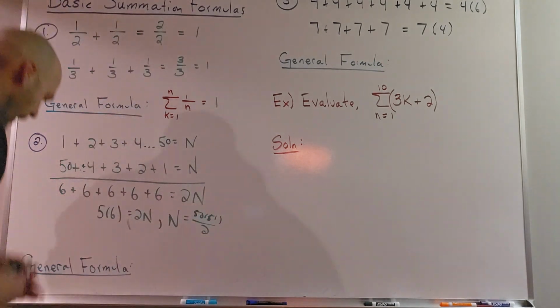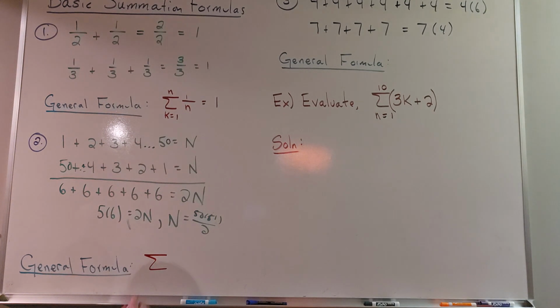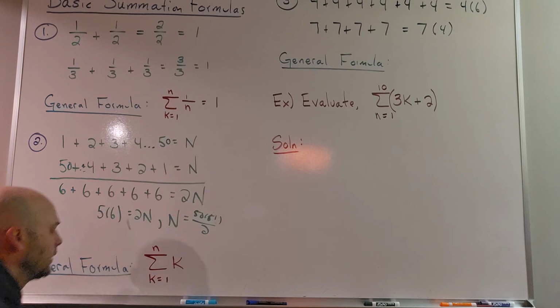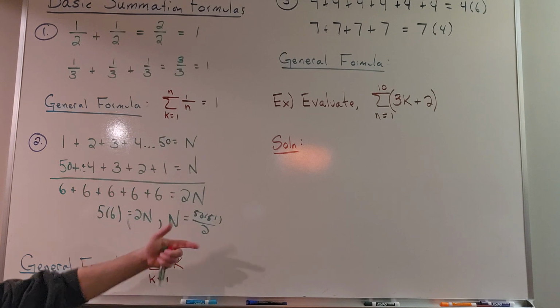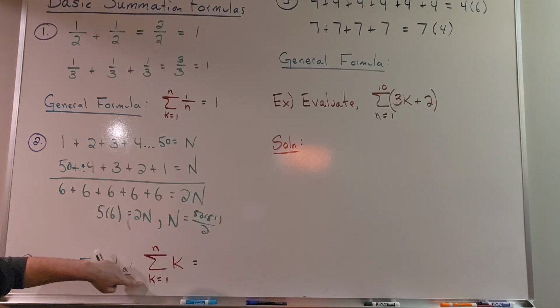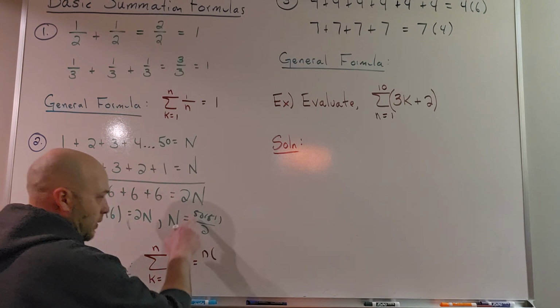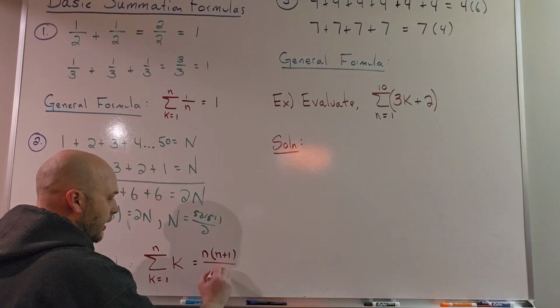We can generalize that to the following formula. If I add up the first n positive integers, so let's say from k equals 1 up to n of k. In other words, if n was 50, this would be 1 plus 2 plus 3 up to 50. The pattern that we observed is it's going to be how many terms I'm adding, which would be n, multiplied by 1 more, which would be n plus 1, and then over 2.